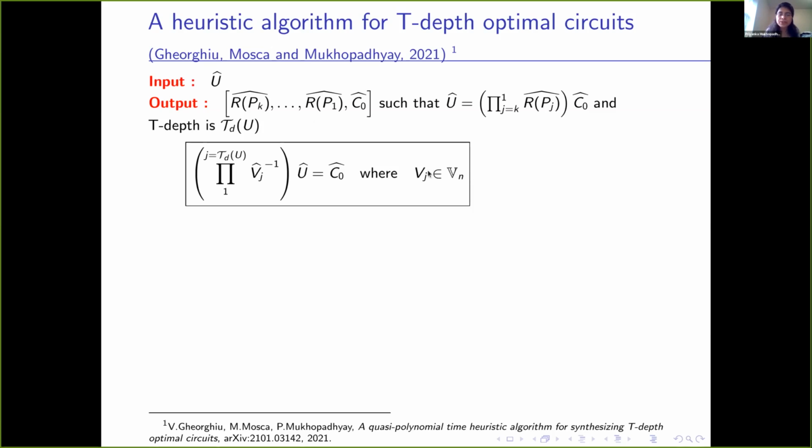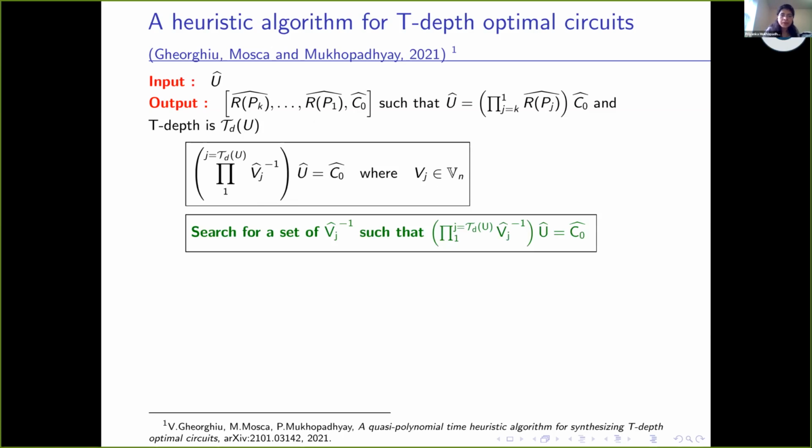Each of these unitaries has Tdepth 1, and we can write this U hat in this way: the product of VJ inverse times U hat is equal to C0 hat. So now our intuition is simply to search for these Tdepth 1 VJ inverse operators, such that this condition is satisfied. Again, we build a number of trees with U hat in the root, and we prune the tree.